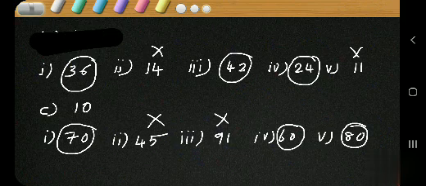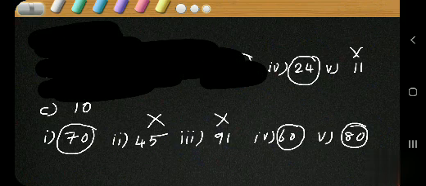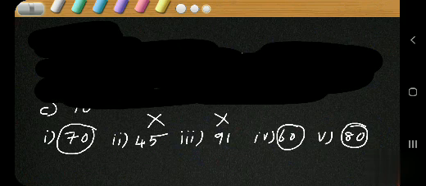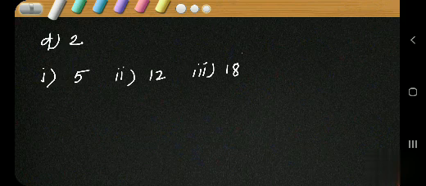Okay, now let's try to do the homework from this session. After D and E are homeworks. D, the question is, the number is 2 and you have to encircle the numbers which are the multiples of 2. First one 5, second one 12, third one 18, fourth one 9, fifth one 16. These are the given numbers. You have to encircle the numbers which are the multiples of 2.